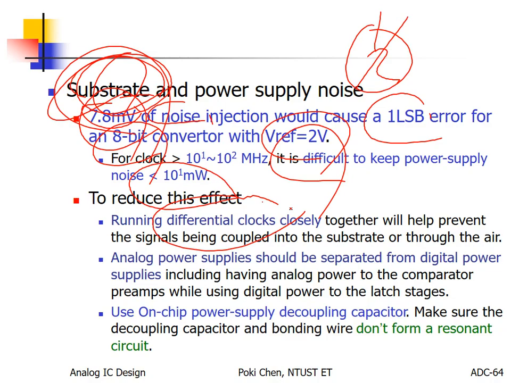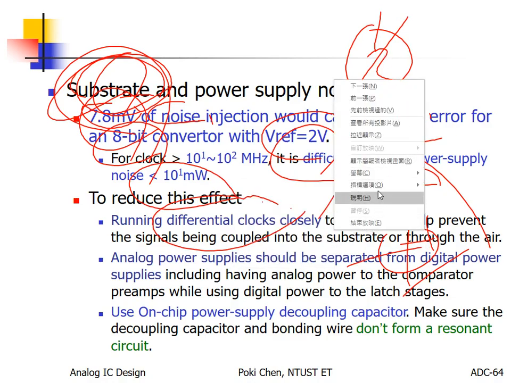For example, for your positive input and negative output, if you sample at the same time, you get the same interference from your noise. Okay, then they can cancel each other. Yeah, in theory.